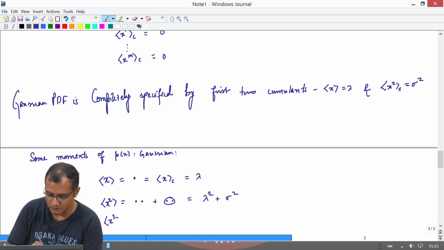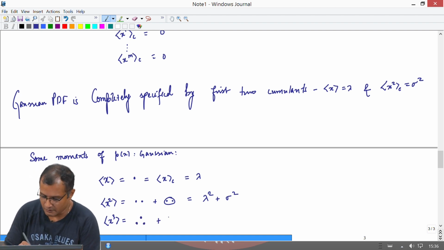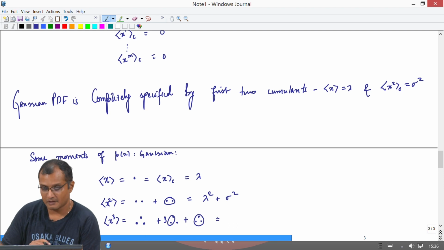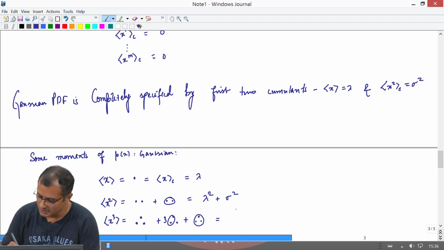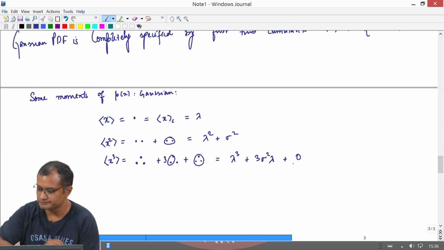And the third moment: you take 3 dots, but 3 dots can be disconnected, or you can connect 2 of them and leave the third one, and there are 3 ways of doing it, and you have connections on all of them. This is it. Now, 3 open dots, as we know, are moments. So that is lambda cube plus 3 times the second cumulant sigma square into lambda, plus you have a third cumulant, which is 0.